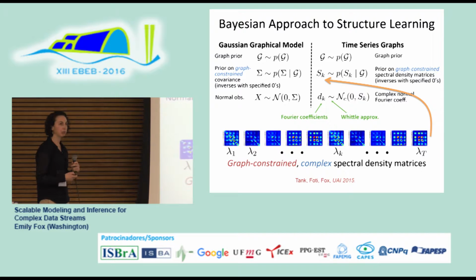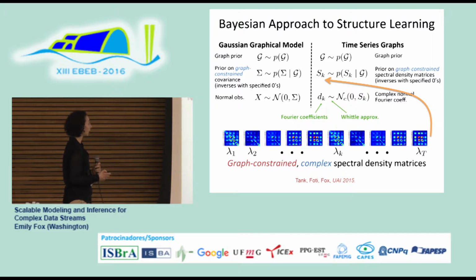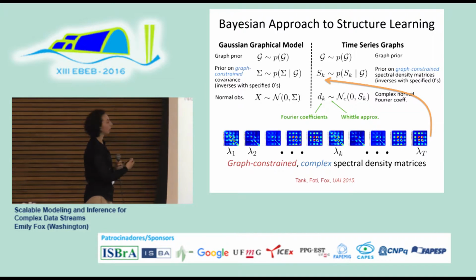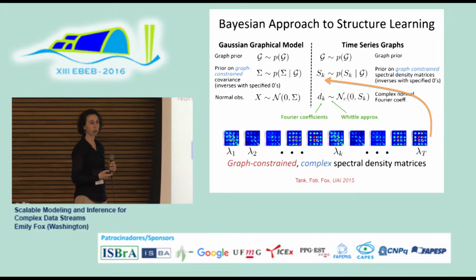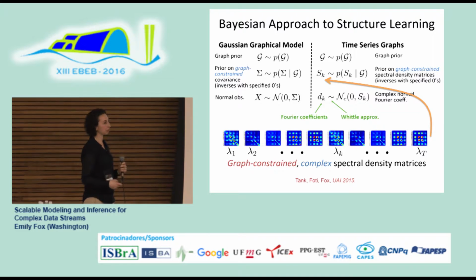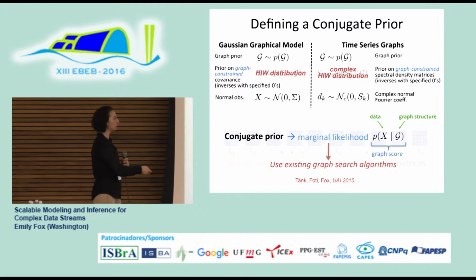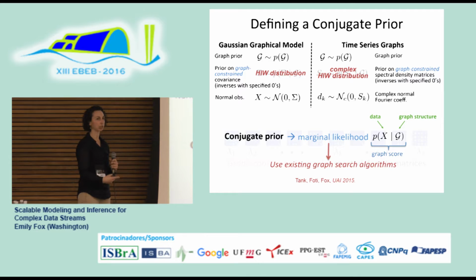So what we're going to do is this same thing that's typically done in the case of IID data, where we're going to take a conjugate prior. So in the IID case, the conjugate prior is the hyper-inverse Wishart distribution. And in this case, we define something called the complex hyper-inverse Wishart distribution. So that's the conjugate prior for this setting, and that allows us to analytically marginalize all these spectral density matrices and compute the marginal likelihood of our data just given the graph structure.